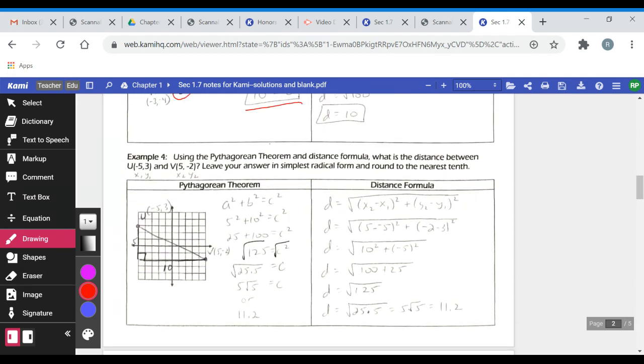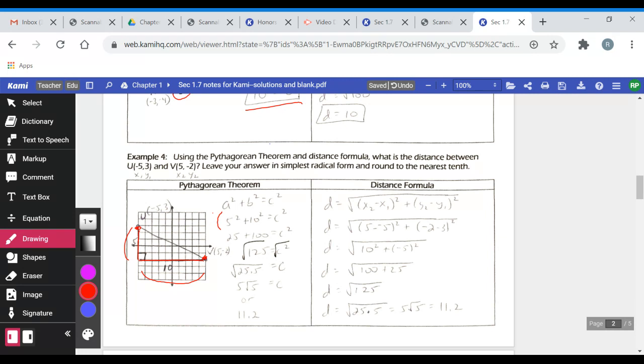So you can see our plotted points U and V. I drew my diagonal, and I need to find out how long it is. And you can see I wrote down my Pythagorean theorem. You can make a right triangle out of that. And again, you can count the spaces. From here to here is going to be 5. From here to here is going to be 10. And you can see I plugged those into the Pythagorean theorem.